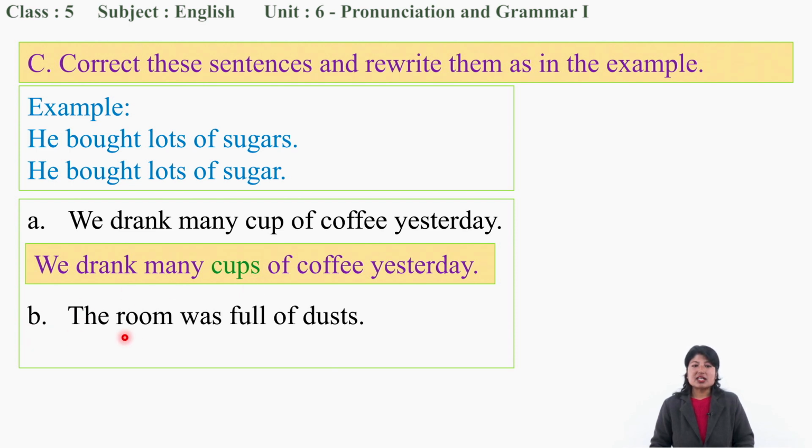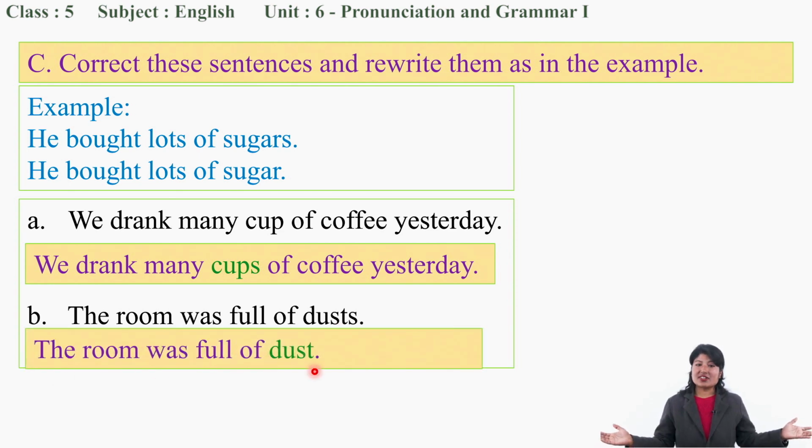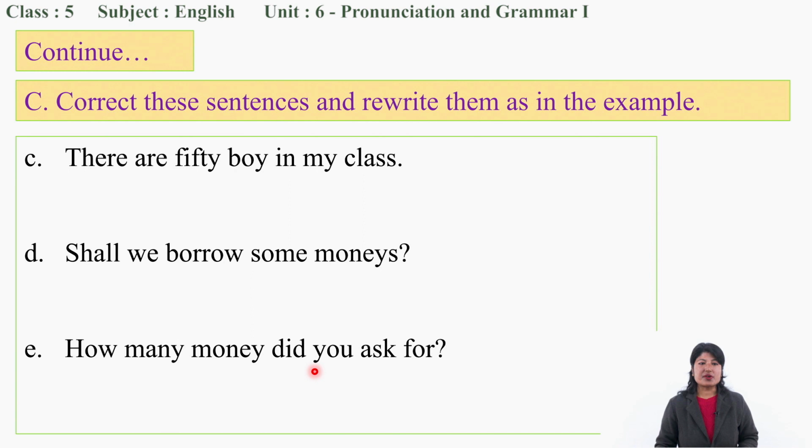Likewise, B, the room was full of dusts. Okay, what do you think? What is to be improved over here? Yes, we don't say dusts. So what do we say then? We just say the room was full of dust. The right answer is the room was full of dust. Okay, let's continue our work.